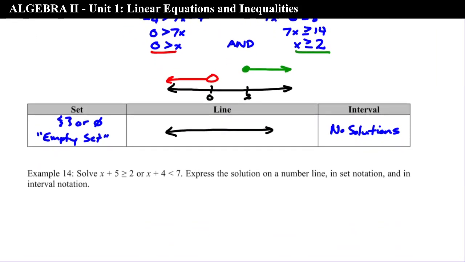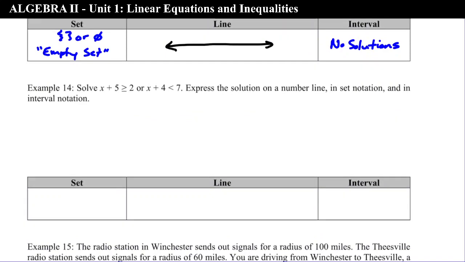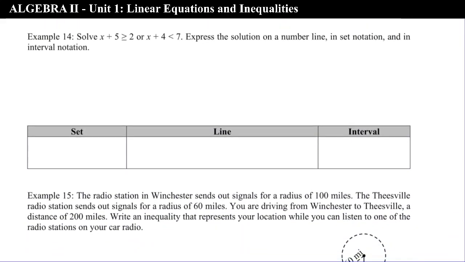Okay, now let's move down to example 14. We're going to solve this set of inequalities: x plus 5 is greater than or equal to 2, or x plus 4 is less than 7. Well, these are pretty simple to solve. We subtract 5 from each side, we get x is greater than or equal to negative 3, or when we subtract 4 from each side, x is less than 3.